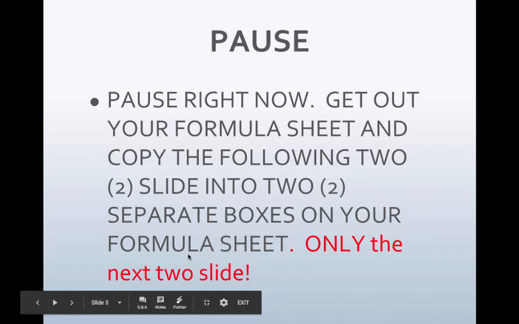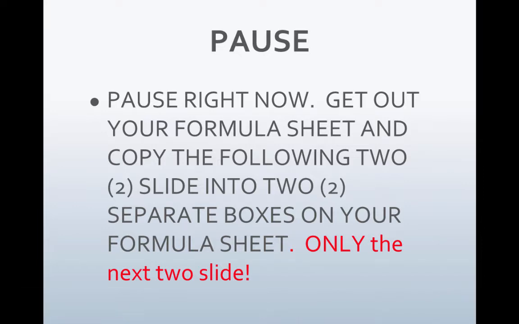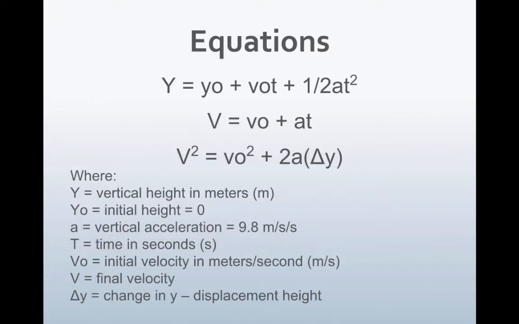All right, you're going to pause if you're watching this on your own, get your formula sheet. You're going to copy the next two and the only two slides. These are your three kinematics. Y is equal to Y naught plus V naught t plus 1/2 a t squared. V is equal to V naught plus a t. V squared is equal to V naught squared plus 2a delta Y. Okay, Y is in meters, Y naught is the initial height, acceleration is a negative 9.8 meters per second squared, and so on and so forth.